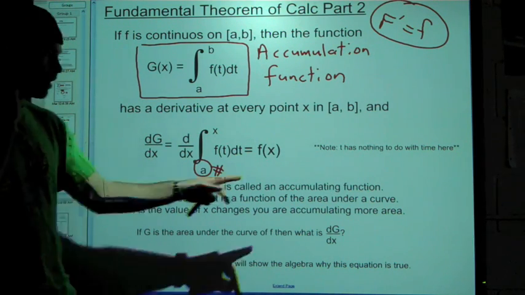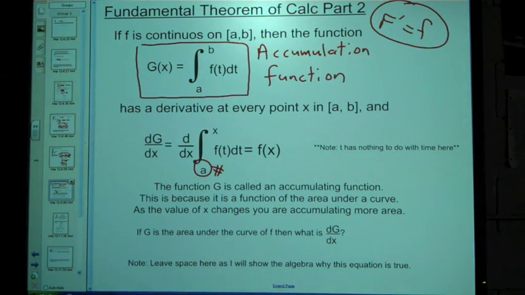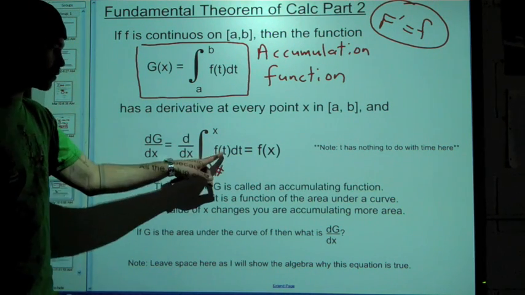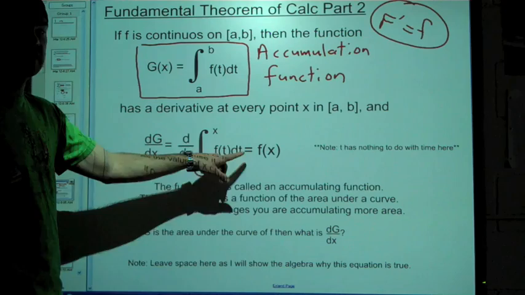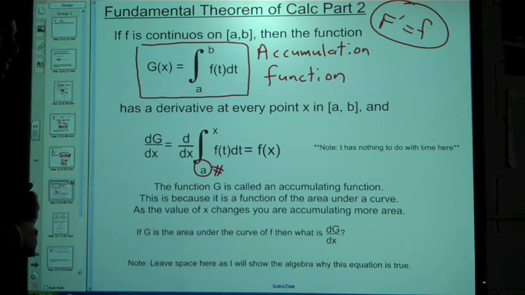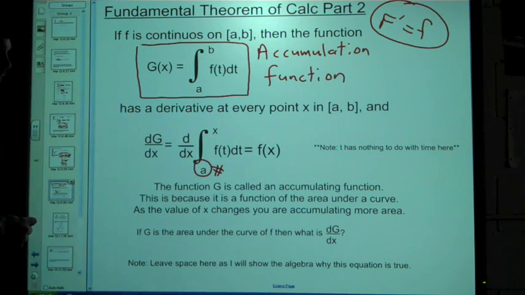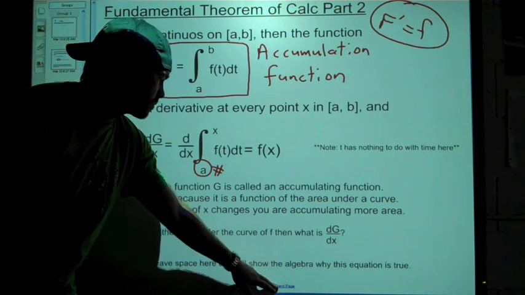Okay? Very important, t has nothing to do with time here. All right? Common misconception, kids get confused. It's got nothing to do with time. You'll see problems where they'll put a W here. F(w) dw, F(z) dz. As long as it matches, it doesn't matter what letter is there. Okay, they just had to use something different than x, because we have x up here and we're going to plug it in. So don't get hung up on that letter. That letter doesn't mean anything. Okay, function G is an accumulation function because it's accumulating area under the curve. Very important.